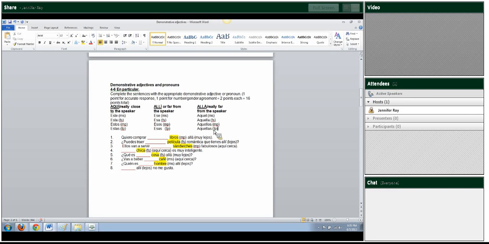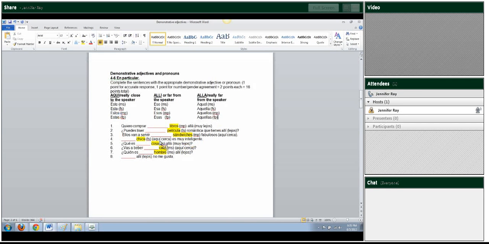So, we're going to do this little exercise here. If you see aquí in your sentence, you're going to use either este, esta, estos, or estas. If you see allí in your sentence, you're going to use ese, esa, esos, or esas. If you see allá, you're going to use aquel, aquella, aquellos, aquellas. So if we look here, quiero comprar blank libros allá, muy lejos. So we've got allá.